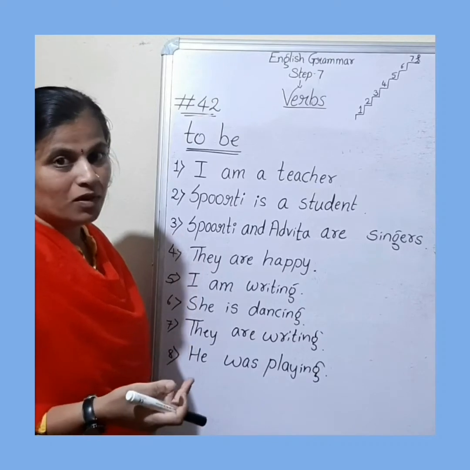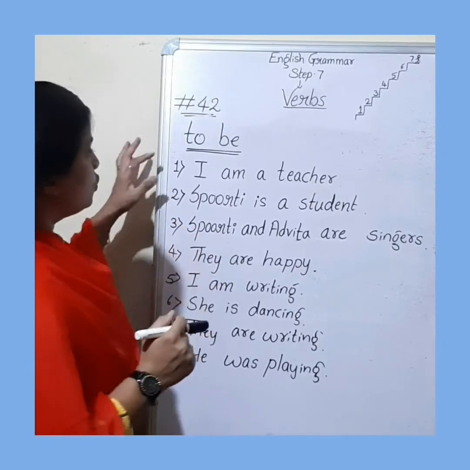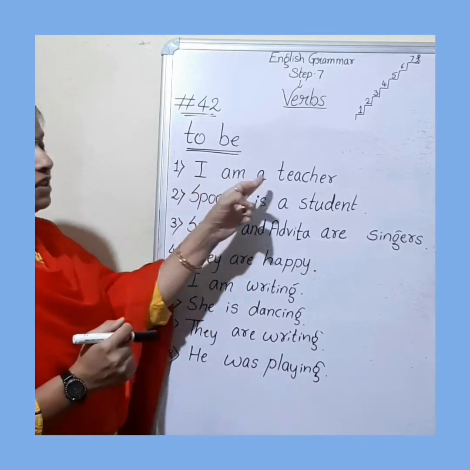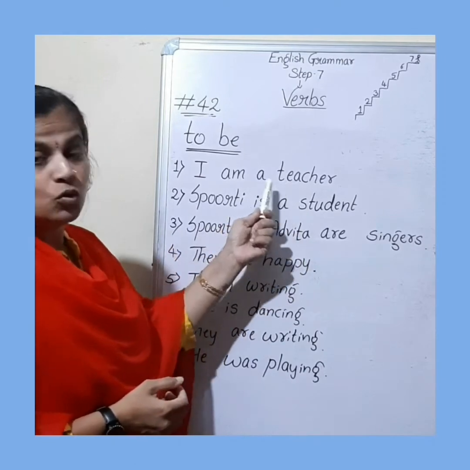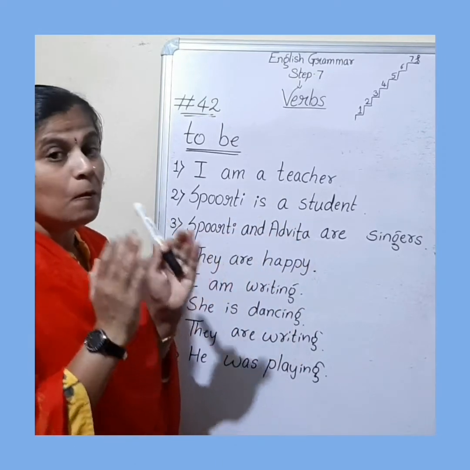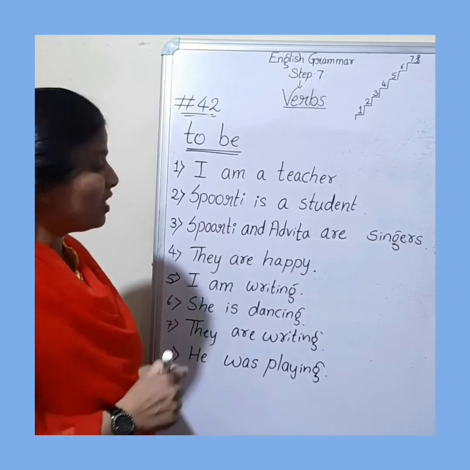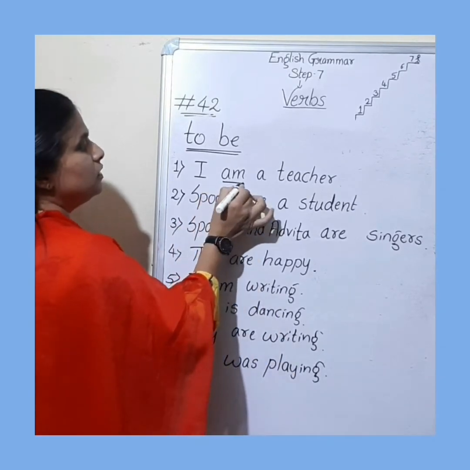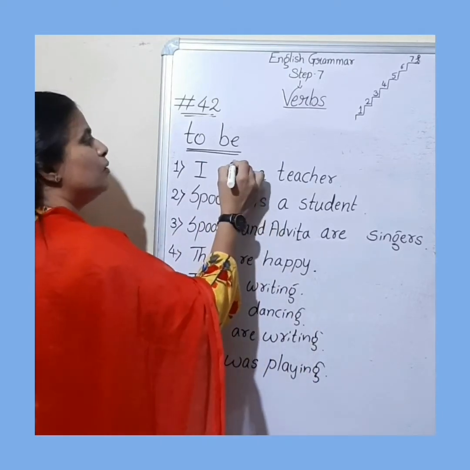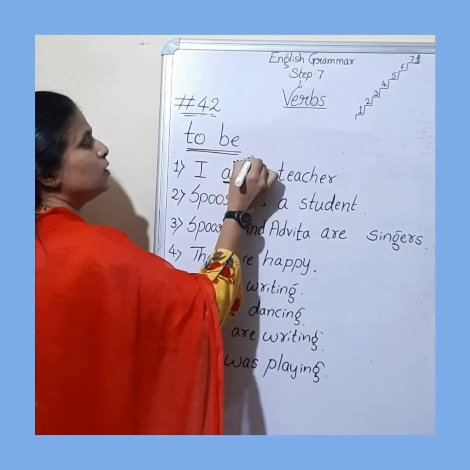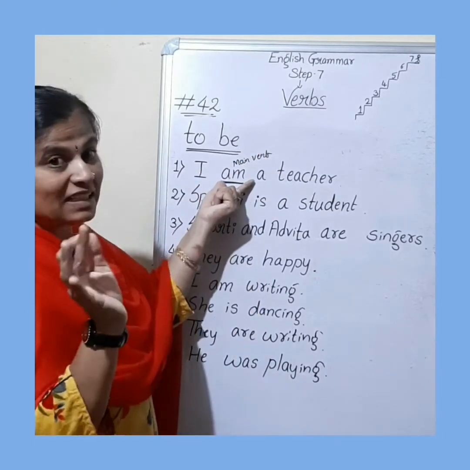Let's have a look at primary helping verbs, to be forms. Okay, so first sentence, I am a teacher. Here if you have a look, there is no action verb, no main verb. So who plays the role of main verb here? Am is playing the role of main verb. So this am is not acting as helping verb.